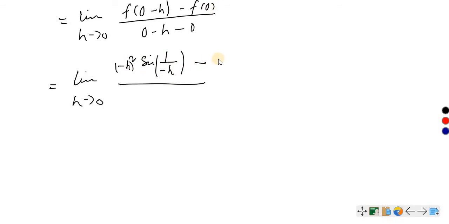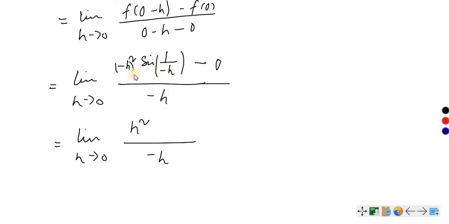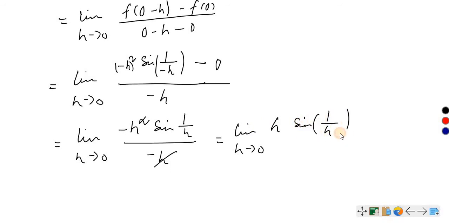So if x is equals to 0, we have 0 only, and here it is minus h. So limit h tending to 0, it is h square, it is minus h, and here this minus can be taken outside, right? So minus sine 1 by h. This will be equals to limit h tending to 0. If you see, this h square and this will cancel, and the minus minus sign will also cancel, we will be left with h sine 1 by h.